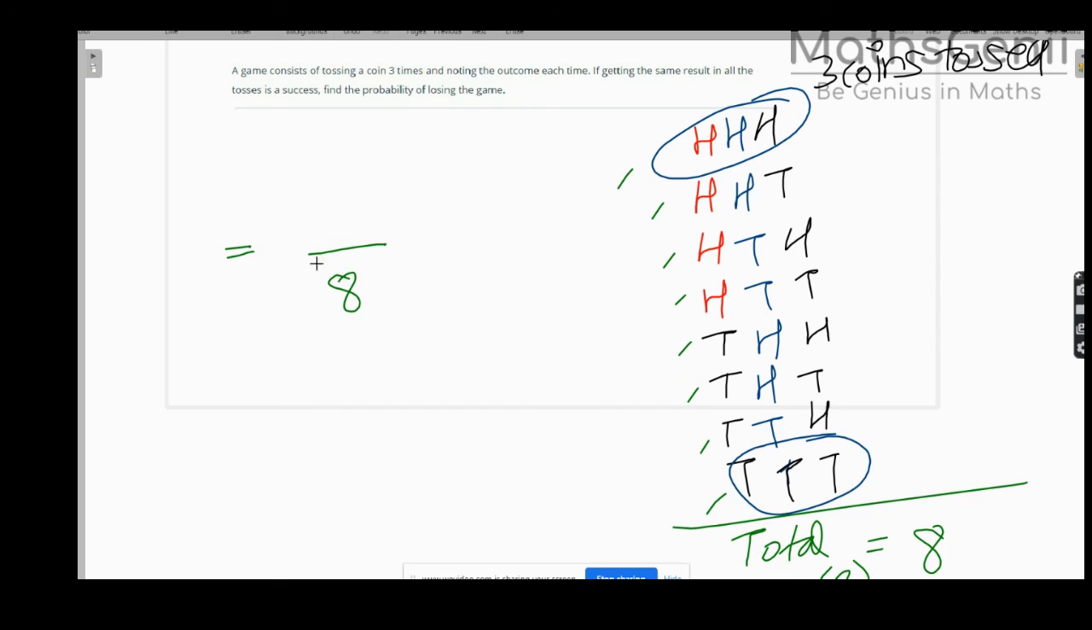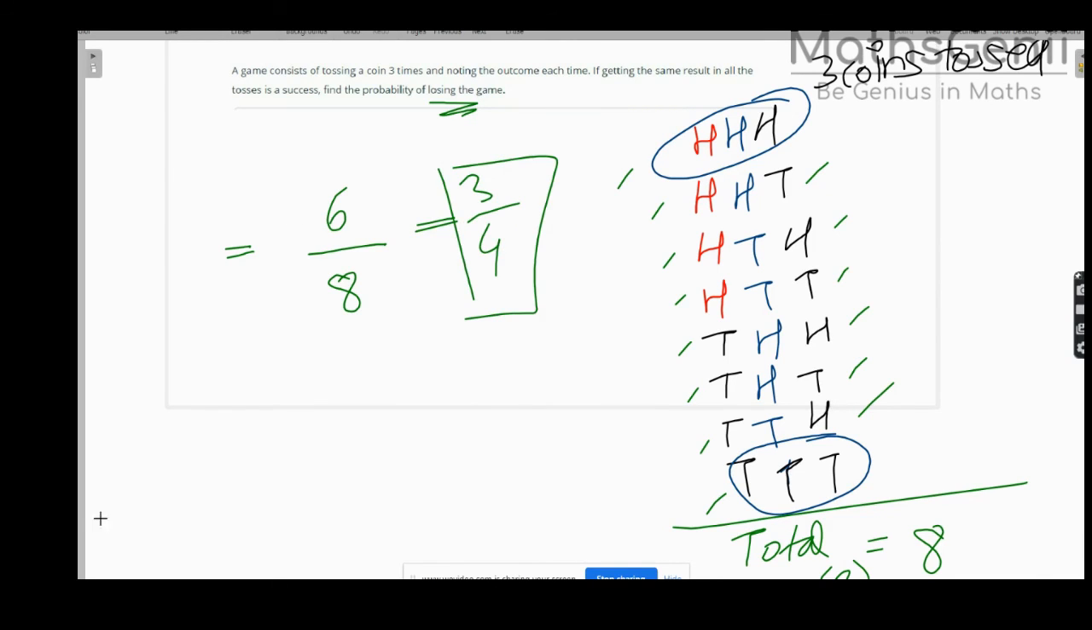Now we have to figure out the numerator. Now getting the same result is success. So only twice I am getting the same result. Find the probability of losing the game. So I will lose the game when I don't get the same result. So 1, 2, 3, 4, 5, 6. So 6 upon 8. So 6 and 8 come in which table? 2 table. 2 3s are 6, 2 4s are 8. So 3 upon 4 is your answer to this question.